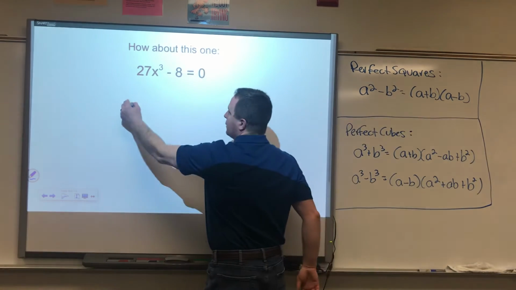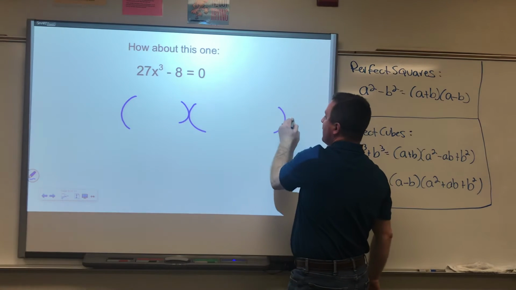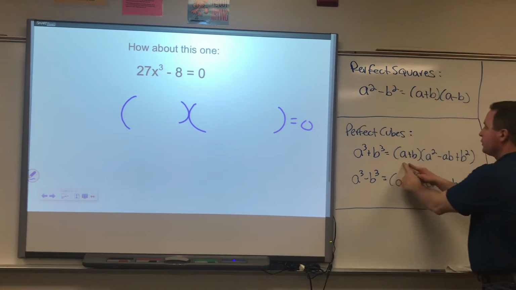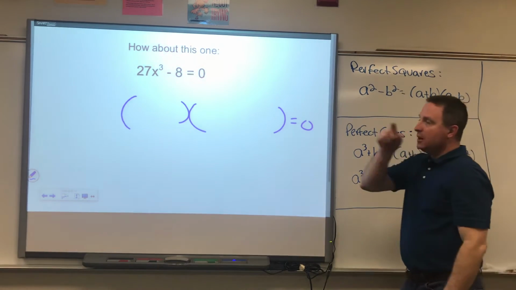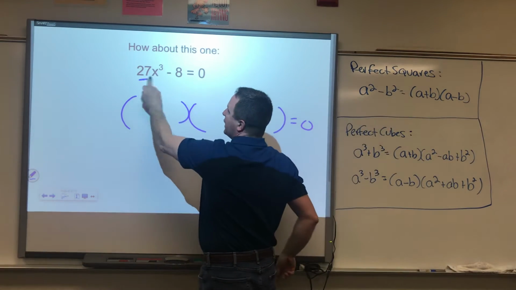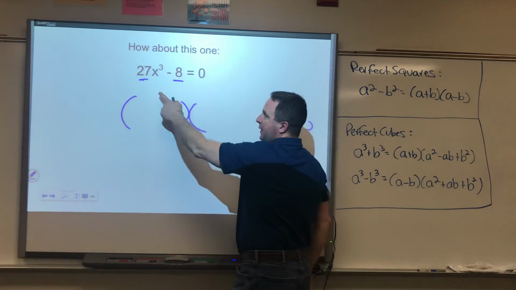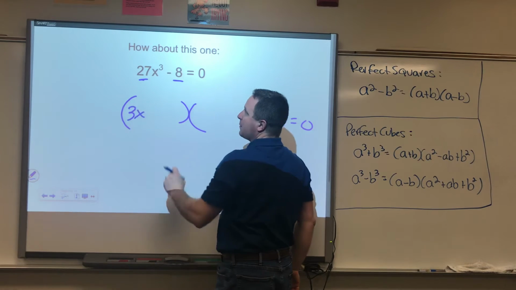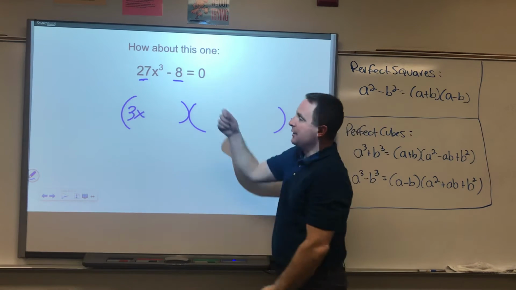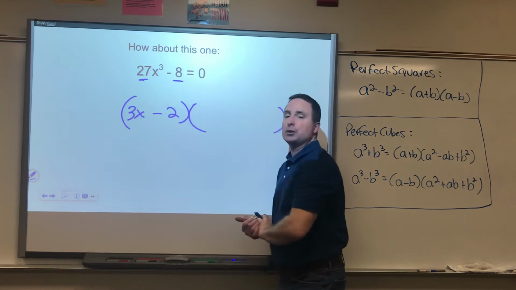Okay, so what I do when I factor perfect cubes, if you remember, I have a small part, the short piece, and then the big piece. The short piece comes from taking the cube root of each of those. And the cube root of 27 is 3. It'd be a 3x. And the cube root of 8 is 2.